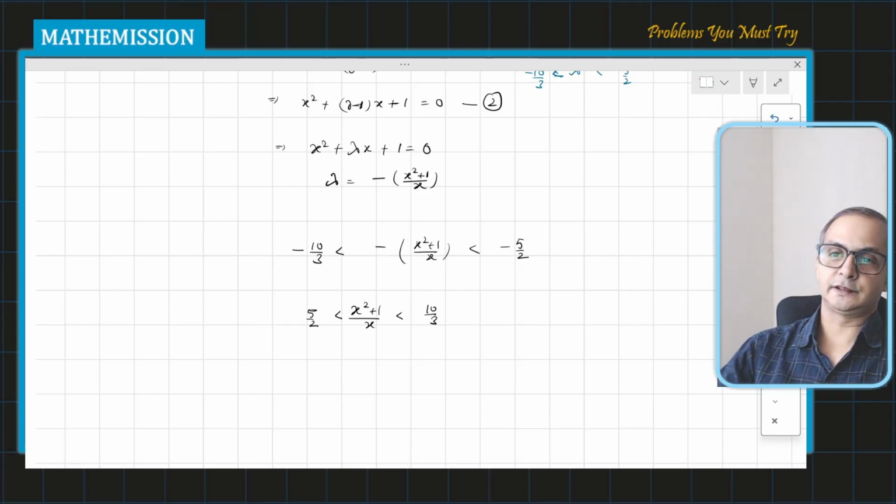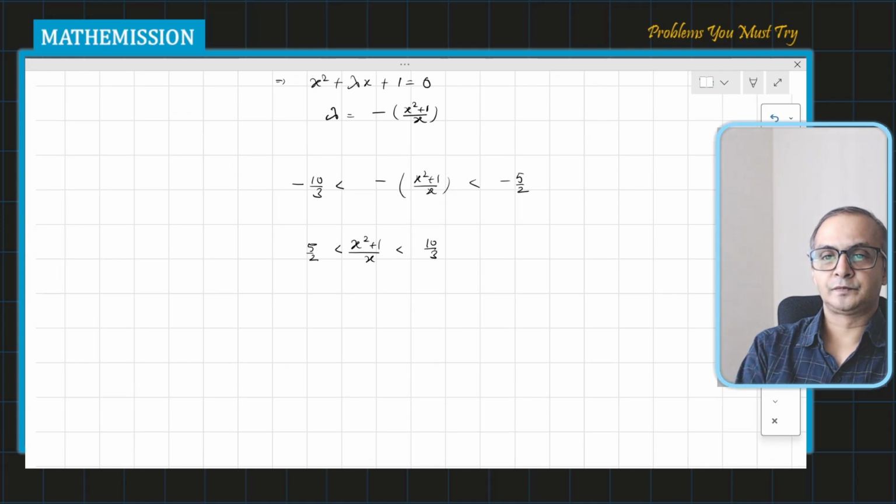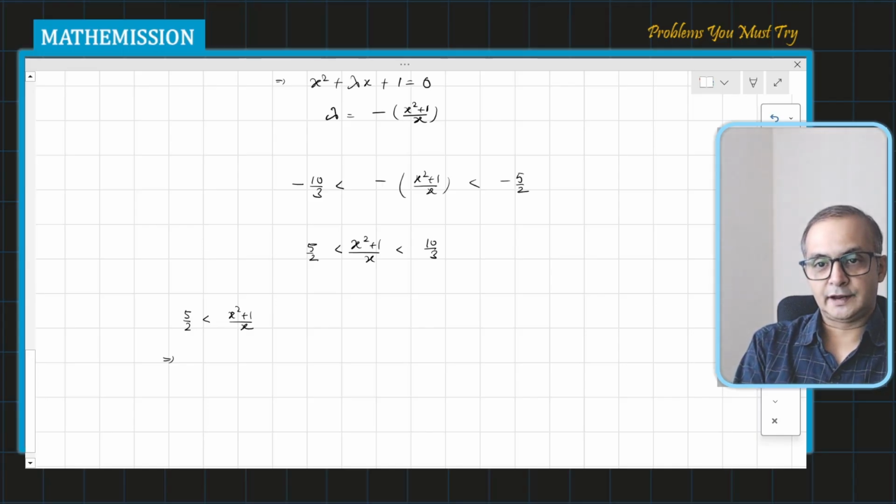So let's take the left inequality first. Here 5 by 2 is lesser than x squared plus 1 by x. So we rearrange it, so we get 5x lesser than 2 times x squared plus 1. Again rearrange it, so 2x squared minus 5x plus 2 greater than 0. I think we will give you x minus 4.